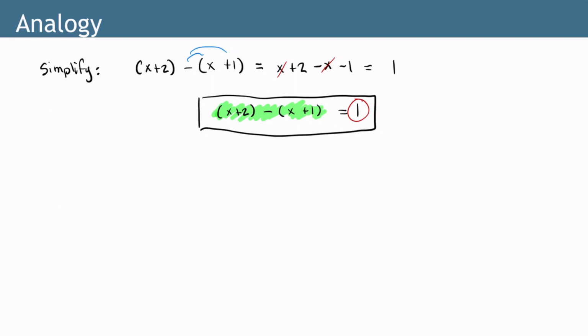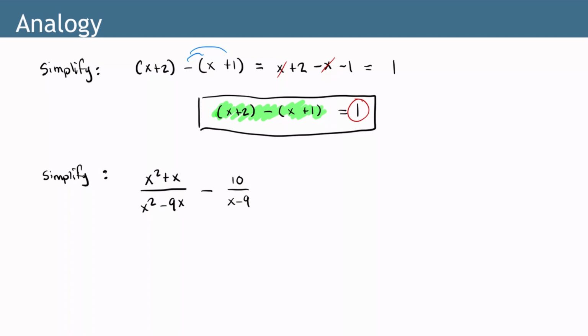Another example, maybe slightly harder: what if I gave you this and I said simplify? So (x squared + x) over (x squared - 9x), minus 10 over (x - 9).